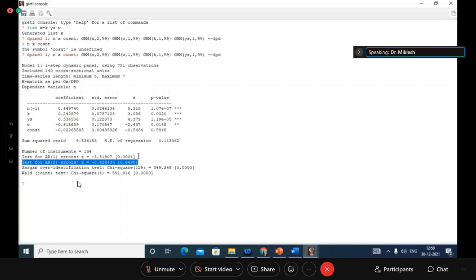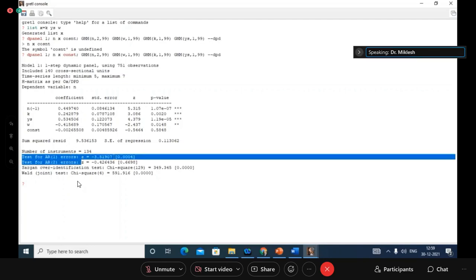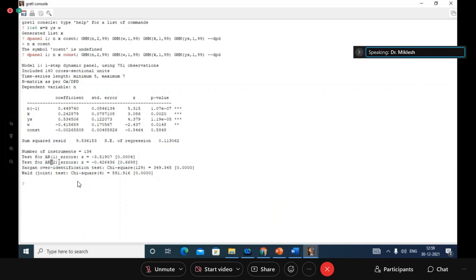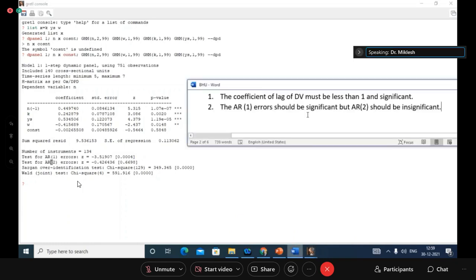The same thing we have noticed here. It is significant. Why is it significant? It is less than 5%. So this criterion is also matching. AR1 and AR2, both are matching. AR1 means autocorrelation at lag 1. AR2 means autocorrelation at lag 2. Right? So this condition is also matched. Any doubt, dear participants? No, sir.